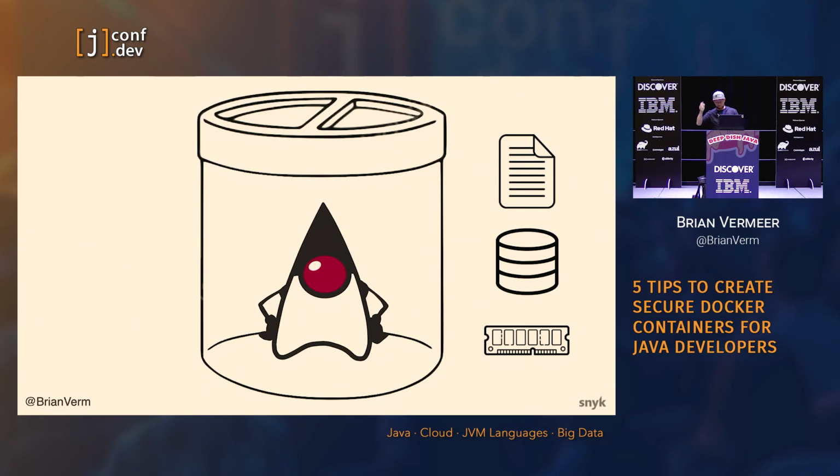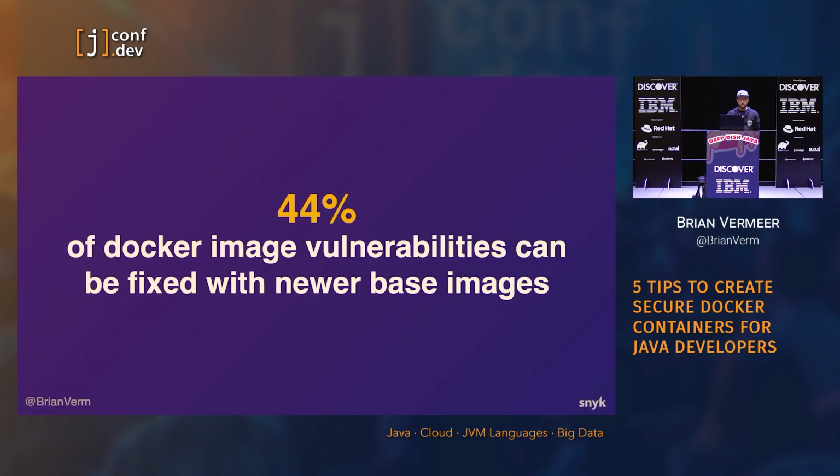Because did you know that 44% of the Docker images can be fixed by just putting a newer base image in it? And if I found out that I have a problem with my base image, I can switch it out, spin it up again, not even touching my application, and I can already get rid of a ton of potential problems, and every potential problem is something that can hit me.